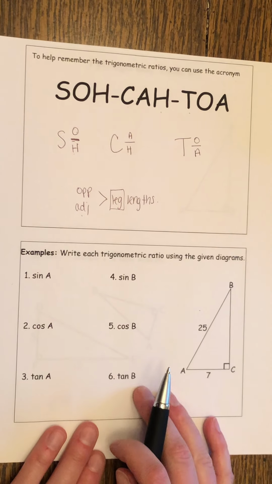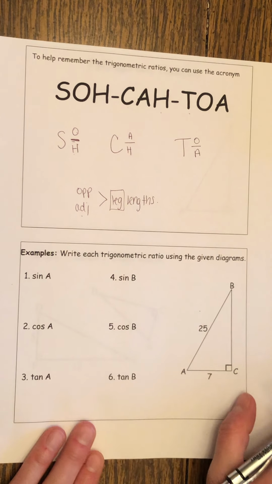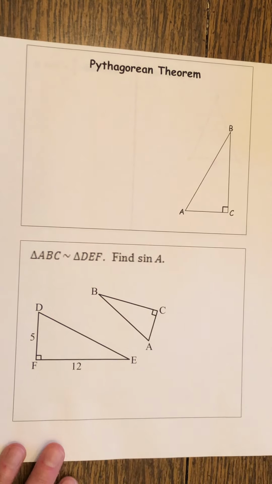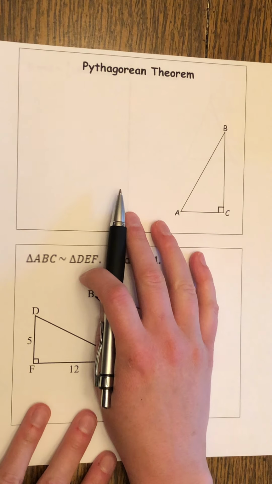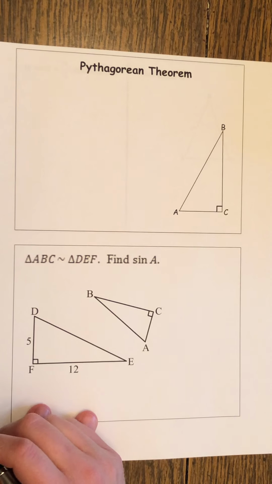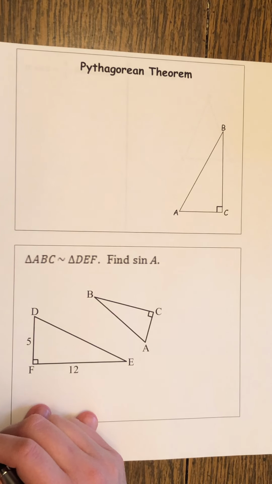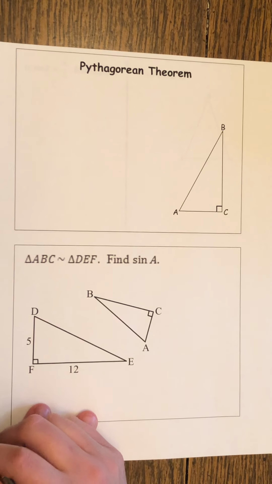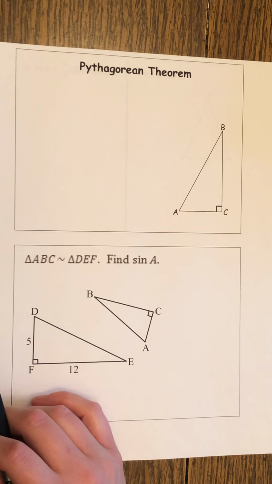Now, before we get into the next example on this page, I just want to talk about Pythagorean theorem quick, because that is going to actually help us with that example. And Pythagorean theorem is going to be something really helpful in our trigonometry unit. Sorry about my dogs.